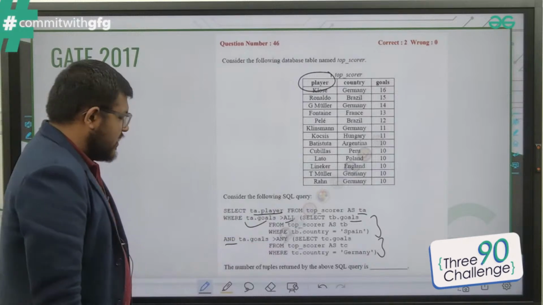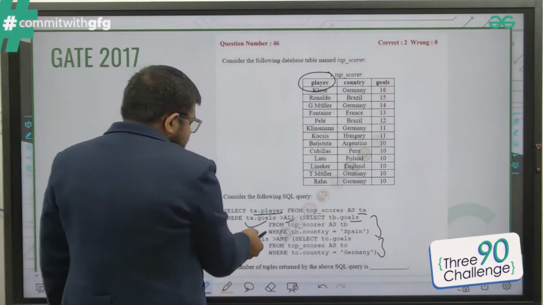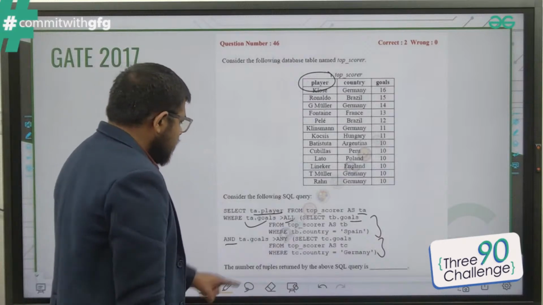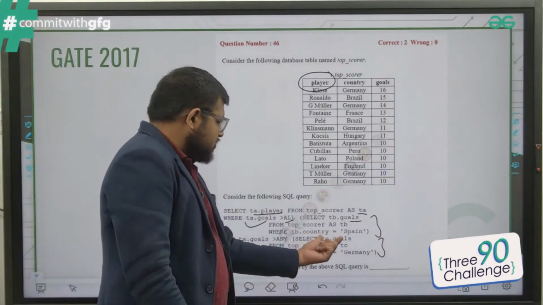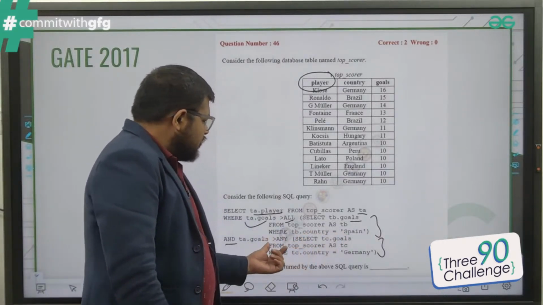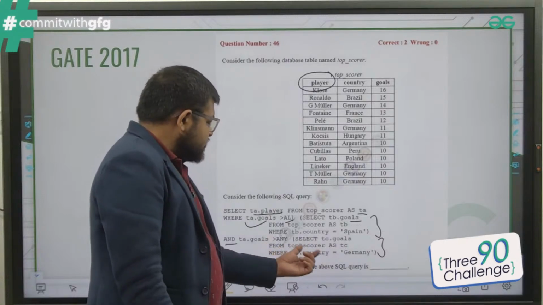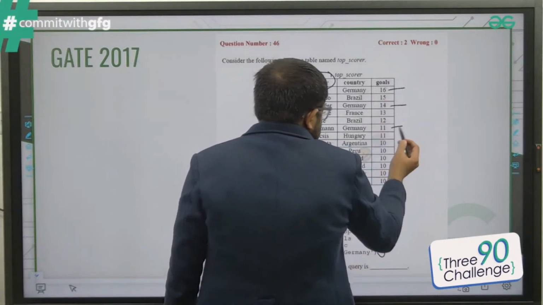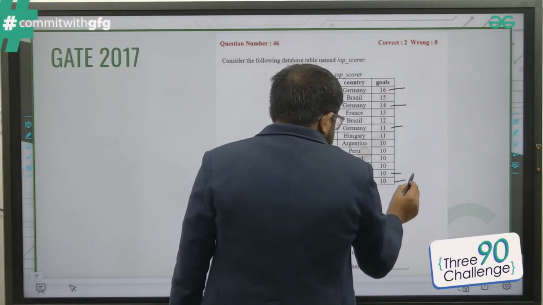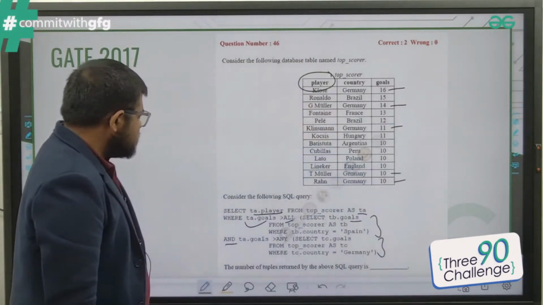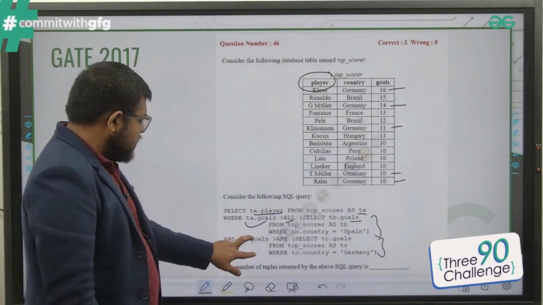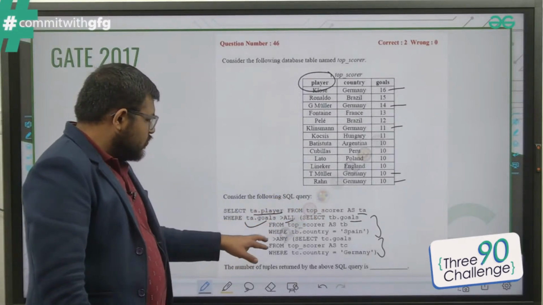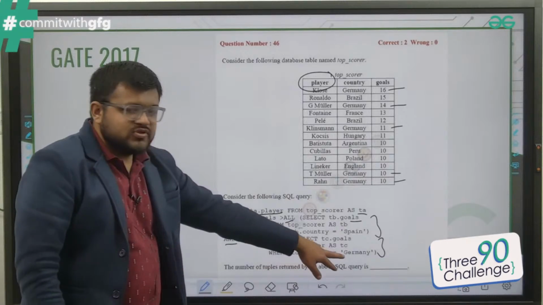Now the second query, and TA dot goals is greater than any means at least one tuple. Okay, select TC dot goals. Here they have renamed the table as TC, from top scorer as TC, where TC dot country is Germany. For Germany we have this and this. So what they are saying is this query will be true for every tuple. They are saying select the player name whose number of goals is greater than any of the players of Germany.